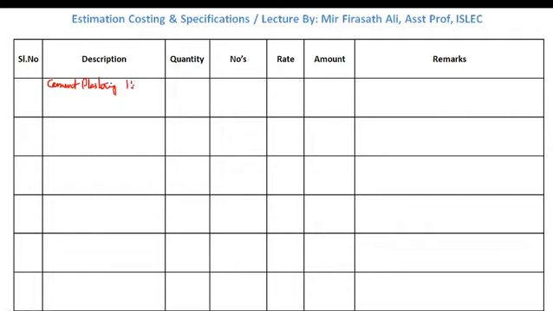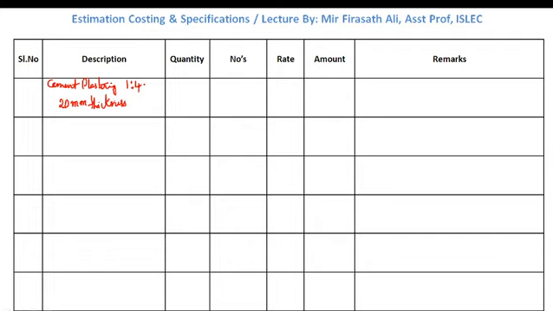in 1:4 cement mortar, 20 mm thickness. Okay, 20 mm thickness. Okay. So in remarks, what we will write?